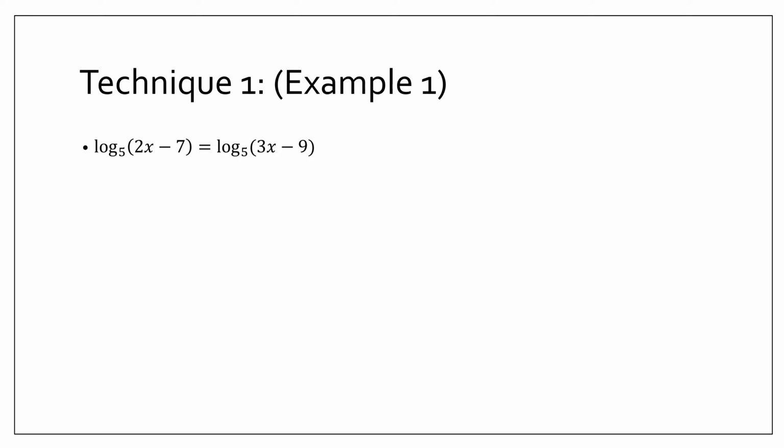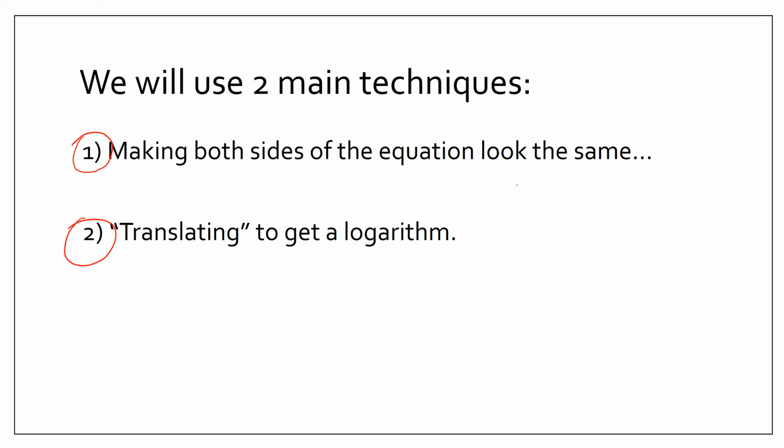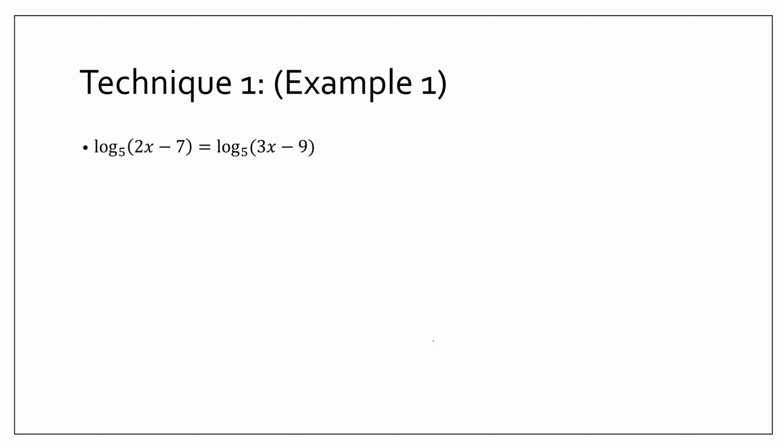Okay, this one. Take a look at what's going on. This side of the equation, x is in a logarithm. This side of the equation, x is in a logarithm also. Now this is confusing because I don't really know how to get x out of a logarithm, but notice I have the exact same thing on both sides, right? It's log base 5 of something equals log base 5 of something else. Both sides of the equation look the same. This is technique 1. Both sides of the equation look the same.